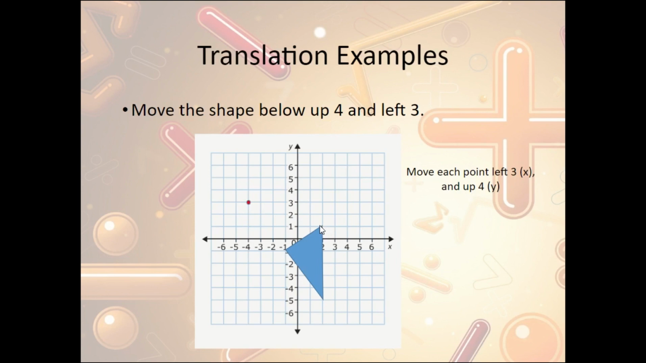Then I have this one to the left, 1, 2, 3, up 1, 2, 3, 4. There we go. Then again with this one to the left, 1, 2, 3, up 1, 2, 3, 4, right there. Connect my dots, and now I have 2 triangles that are exactly the same again.